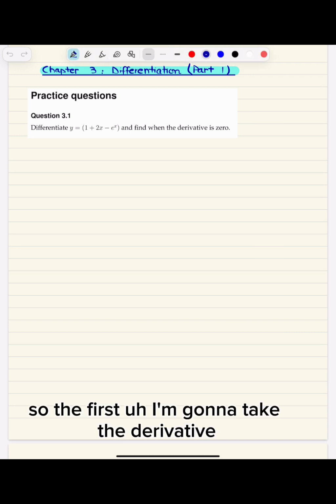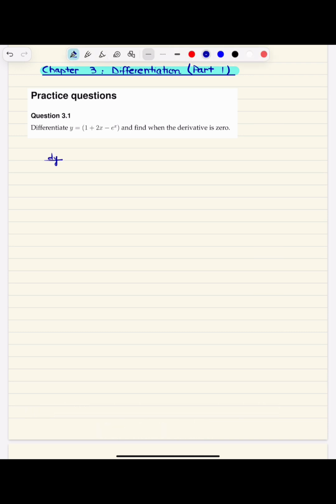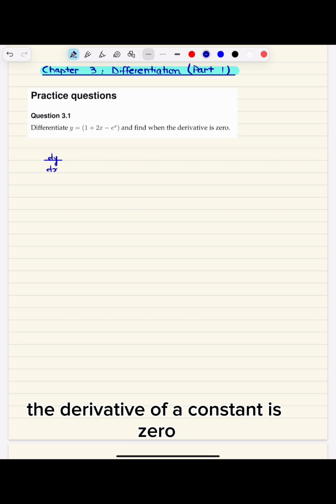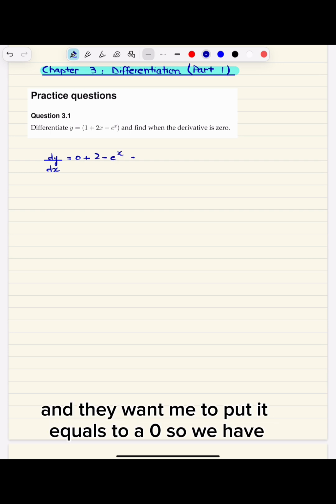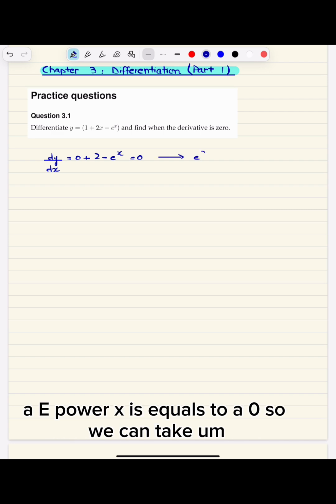So first, I'm going to take the derivative. The derivative of a constant is 0 because a constant does not change. The derivative of 2x is 2 and of e^x is e^x. And they want me to put it equal to 0. So we have e^x = 2.